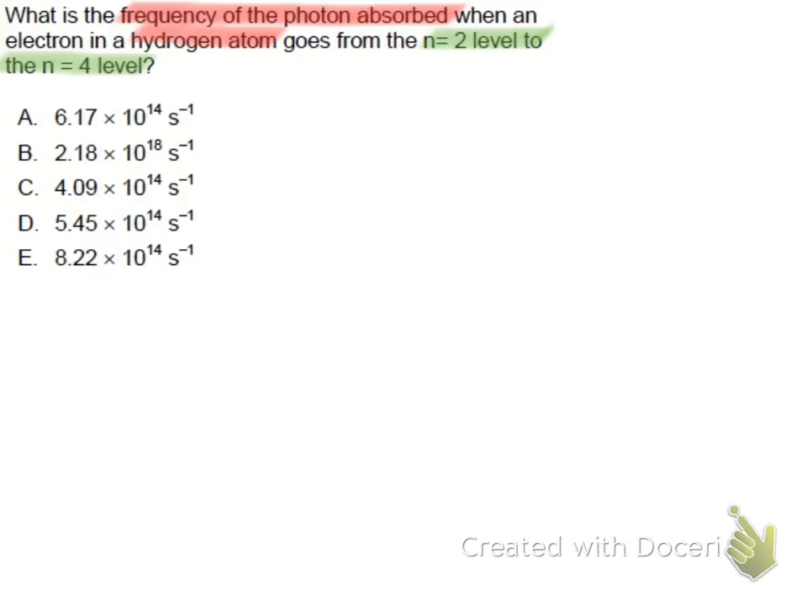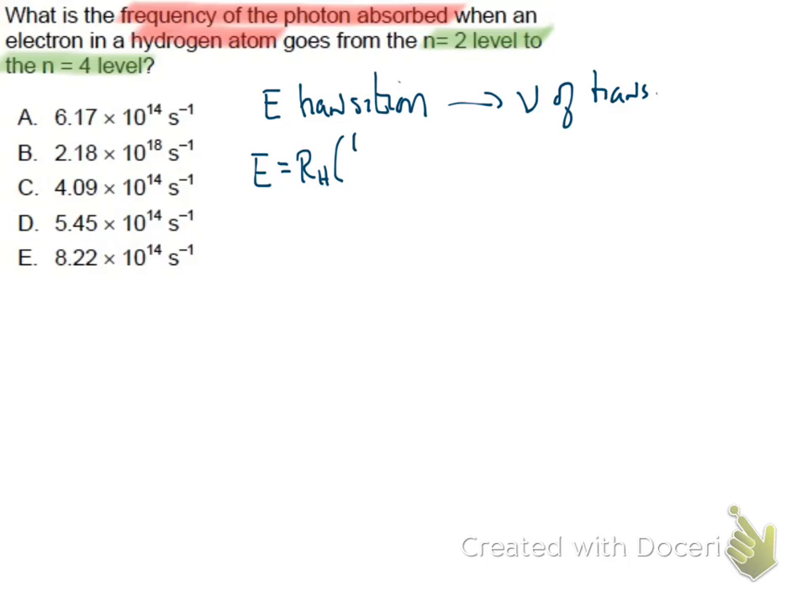And so the basic idea is this. We want to find out the energy of transition, and then we're going to use this to find the frequency of transition. We know something about the energy of transition. The energy is going to be equal to the Rydberg constant, 1 over our initial level squared, minus 1 over our final level squared.